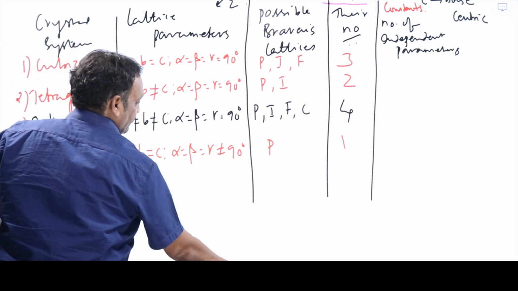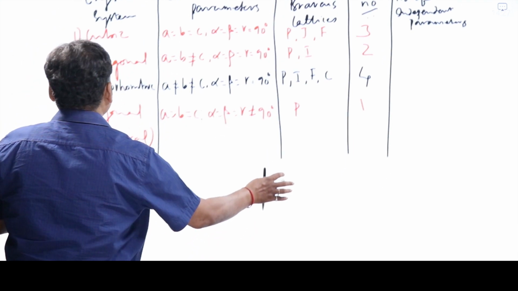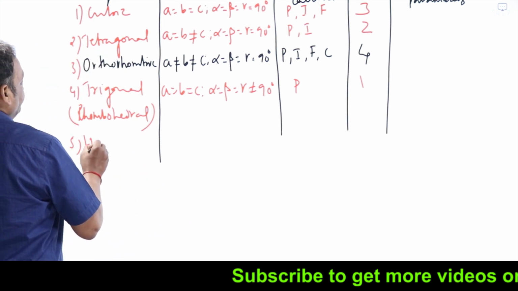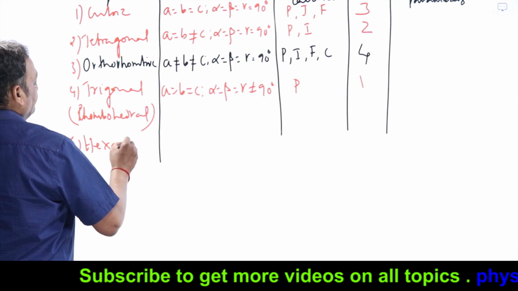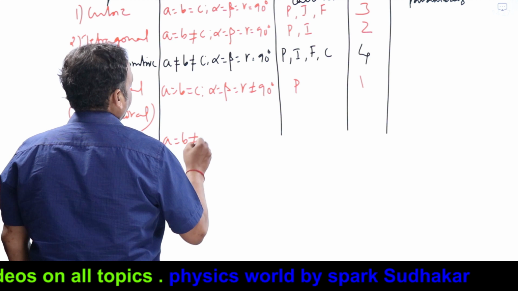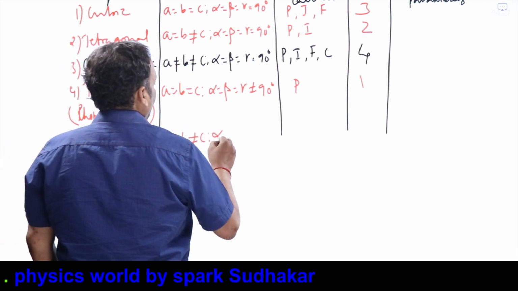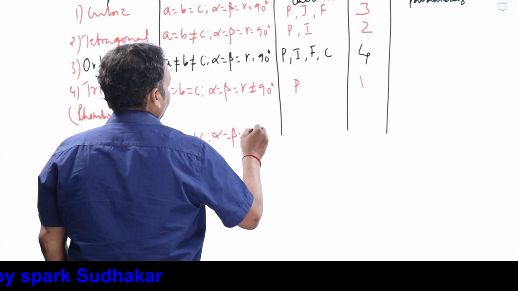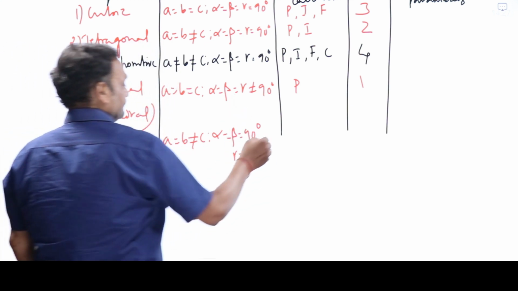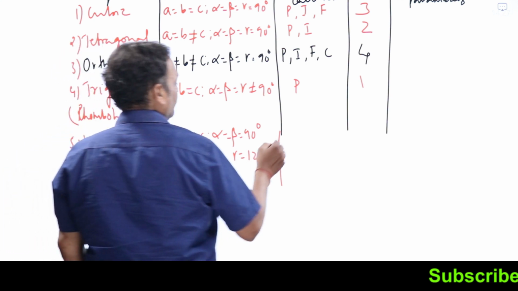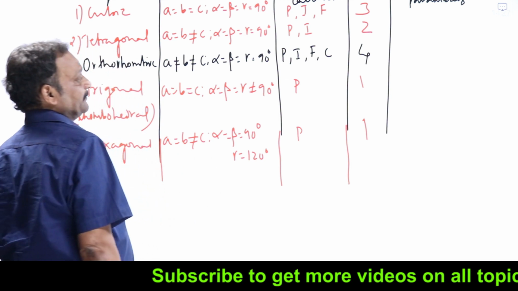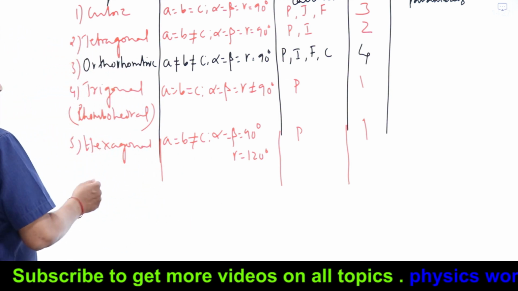The next one is hexagonal. The 5th one is hexagonal. Here A equal to B not equal to C, alpha equal to beta equal to 90 degrees, gamma equal to 120 degrees for the hexagonal system. Here also only one type of lattice is possible, simple, so I put 1 here. That is the hexagonal system.